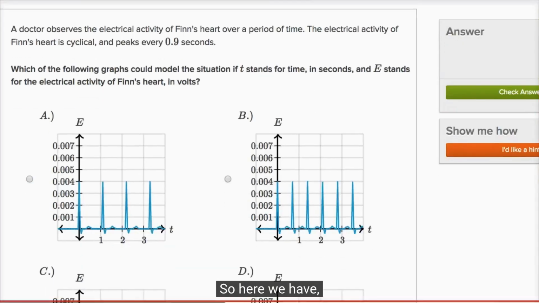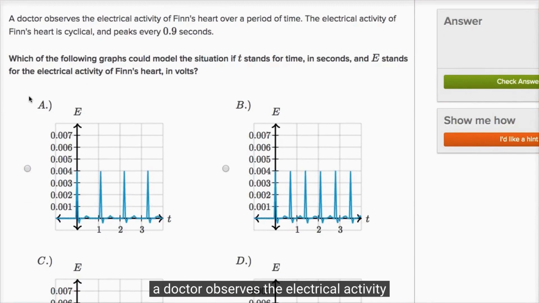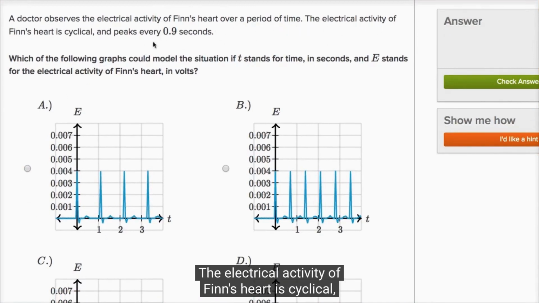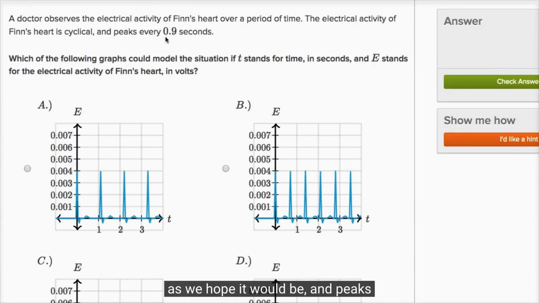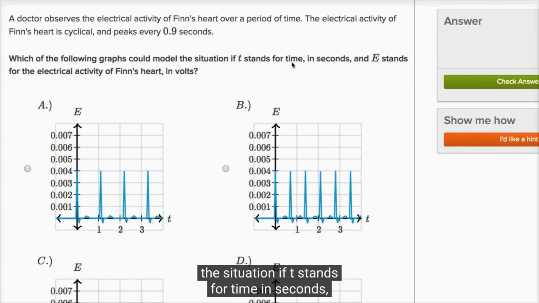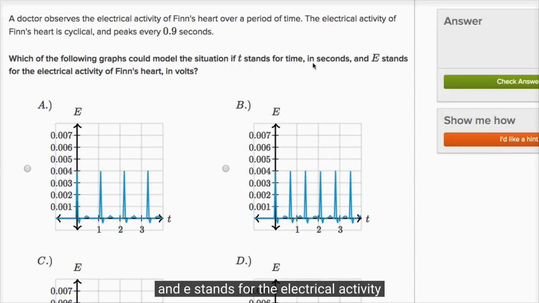So here we have a doctor observes the electrical activity of Finn's heart over a period of time. The electrical activity of Finn's heart is cyclical, as we hope it would be, and peaks every 0.9 seconds. Which of the following graphs could model the situation if T stands for time in seconds and E stands for the electrical activity of Finn's heart in volts?